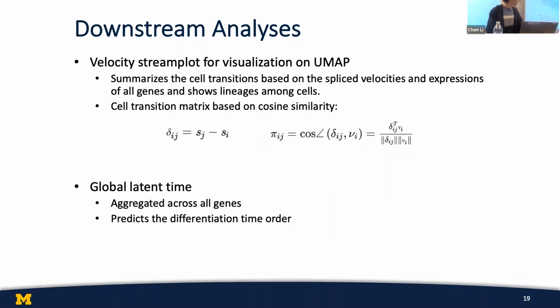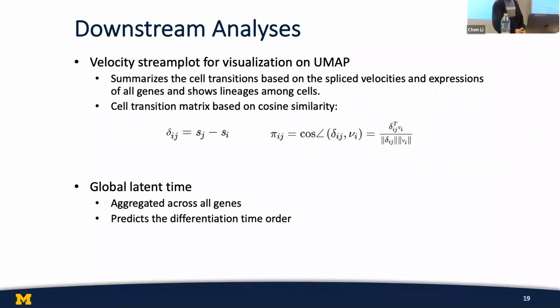The cell transition matrix here is based on cosine similarity. The intuition for this one is that when two cells are expected to be ancestors and descendants, the spliced velocity will agree with the difference between their spliced counts. That means that the direction and the spliced difference will match.